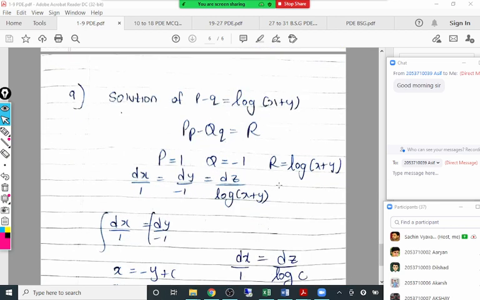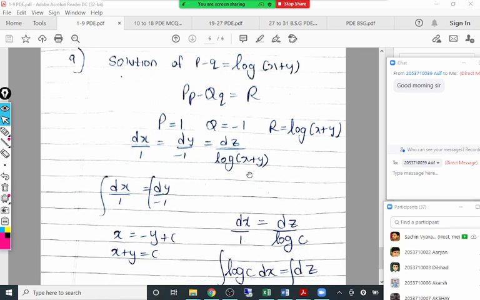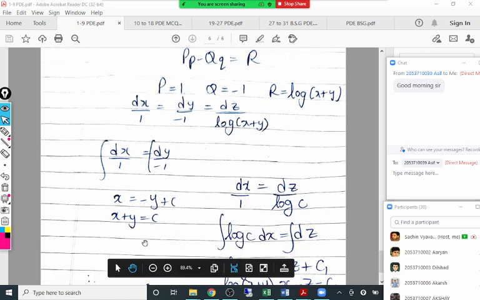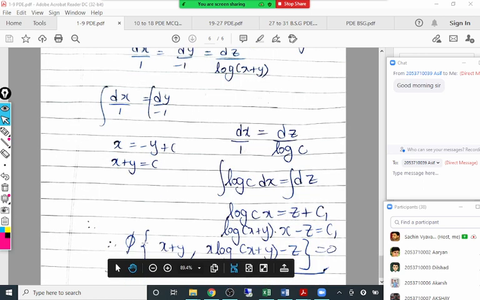Ninth, again it is in Lagrange's form. p minus q is equal to log of x plus y. So Pp plus Qq equal to R, that form is taken. So from the first two ratios we got one answer. But here now this is one most important thing. This question you may have come across for the first time.